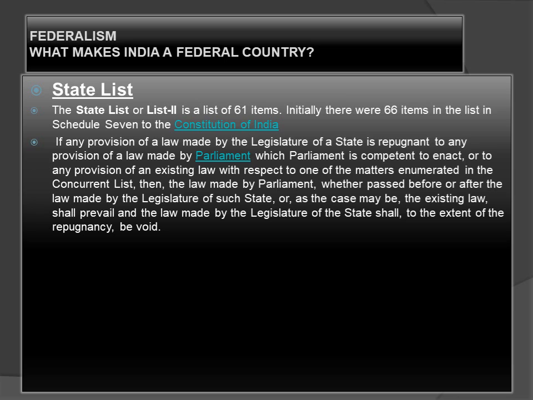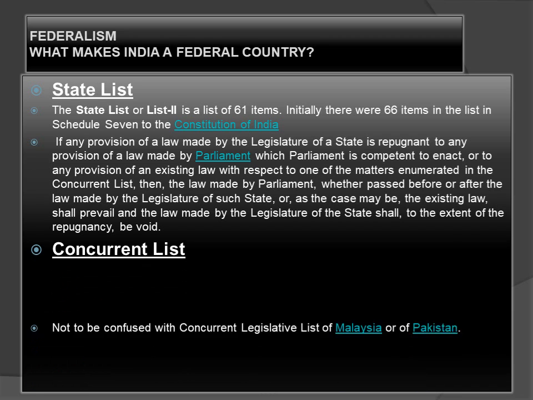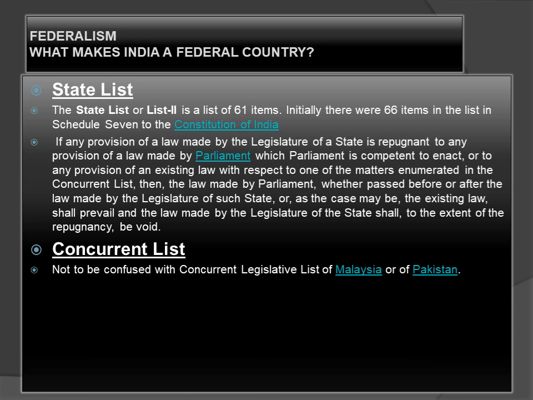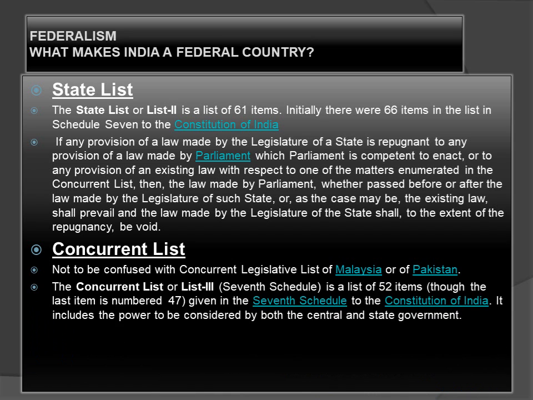So in this matter, the lawmaking body that is called the legislature of that state has higher authority in its own provisions, because we discussed it already. The next is the concurrent list, which is enjoyed by both. We must not be confused with the concurrent legislative lists of countries like Malaysia or Pakistan, because they have a different type of concurrent list.